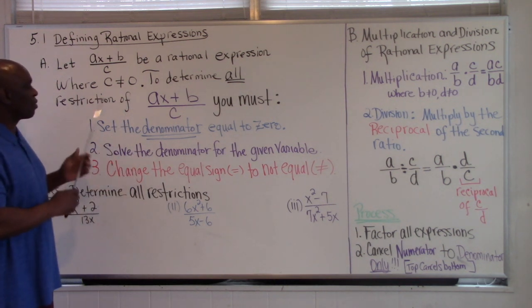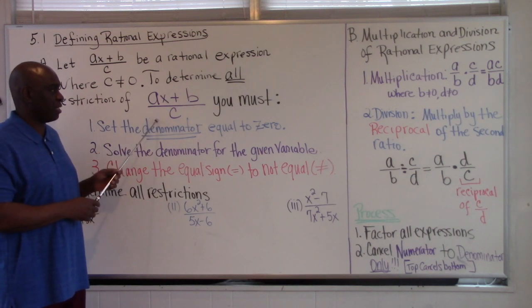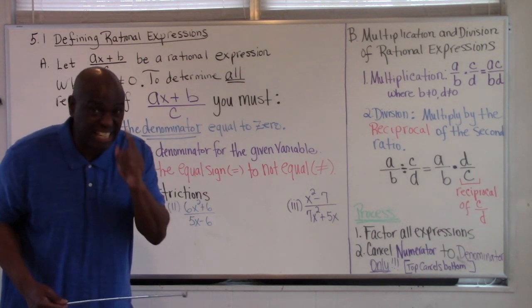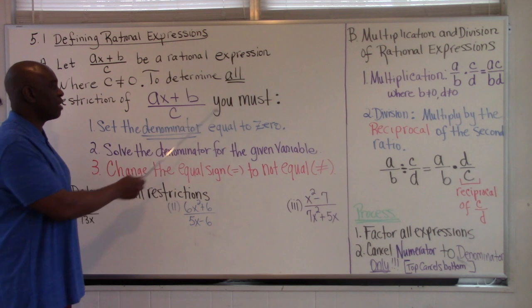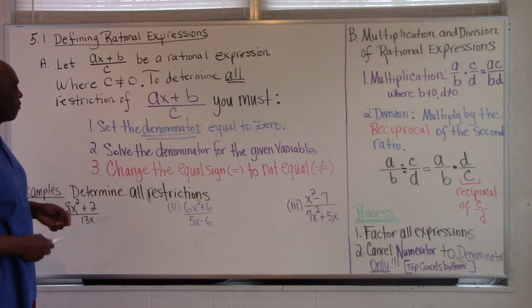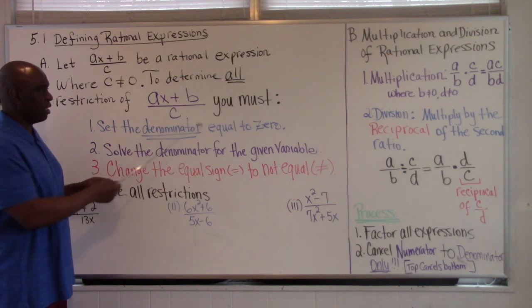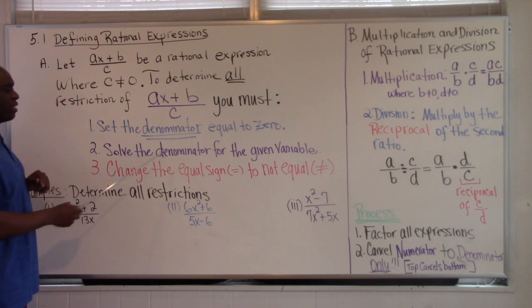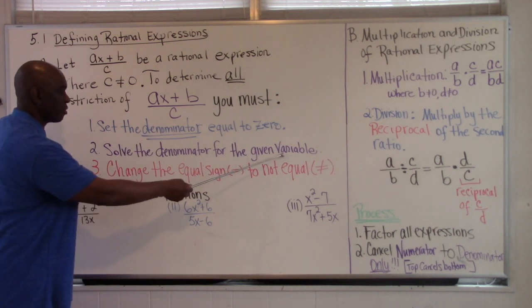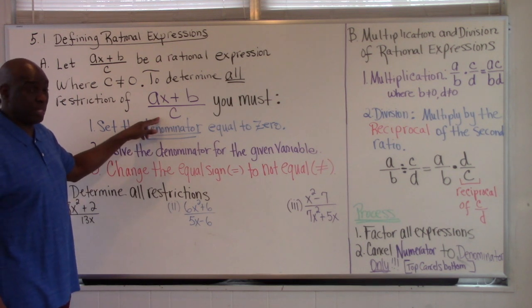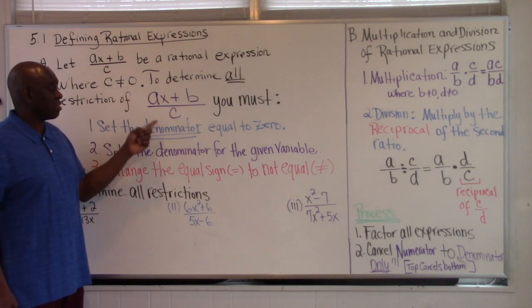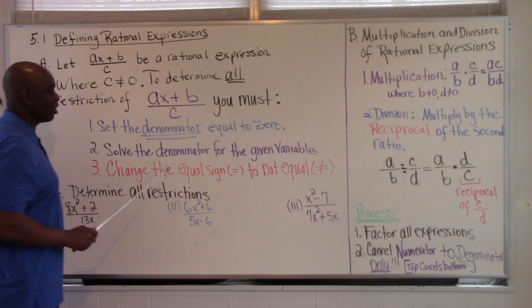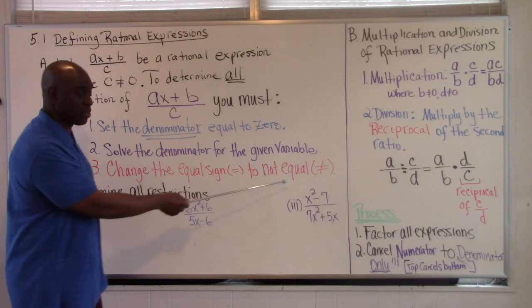So, to determine all restrictions of (ax + b) divided by c, determine all of those things that will cause this to be undefined. Those are restrictions. Here's what you must do. 3 things. 1, set the denominator equal to 0. That's c right here. 2, solve the denominator for all the given variables. In the denominator, solve the denominator. Notice I have not mentioned numerator yet. It's denominator and what? Denominator. 3, change the equal sign to a not equal sign.